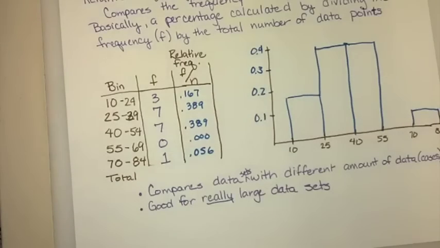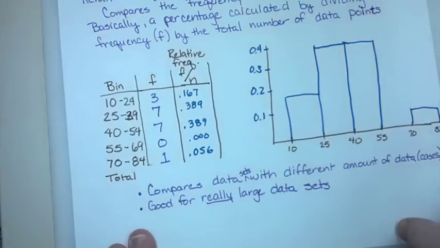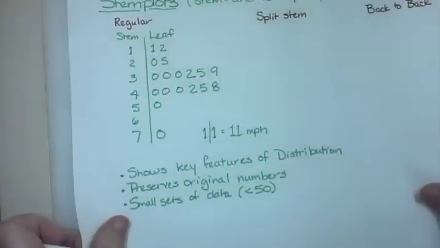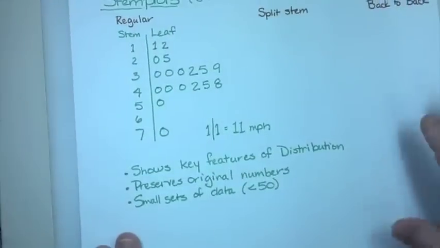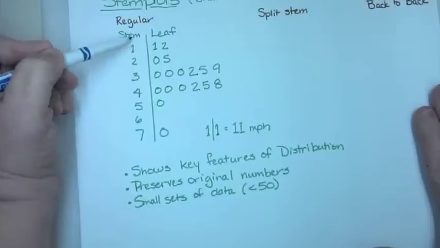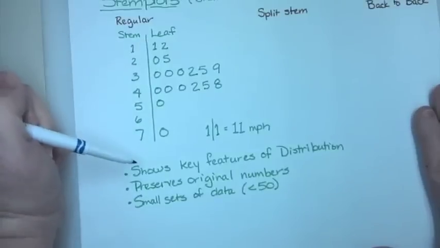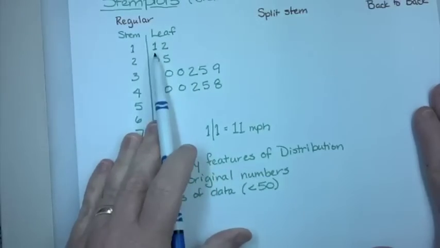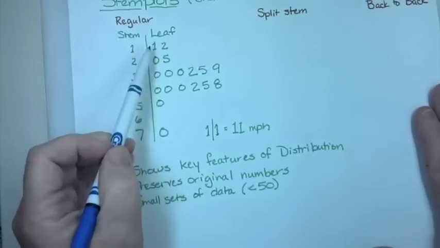It's a relative frequency. Another type of data display that we use is called a stem and leaf plot. And you've probably seen these before. We have our stem, and stem is usually the tens digit or the larger digit. And then the leaves are the ones digit in this case.